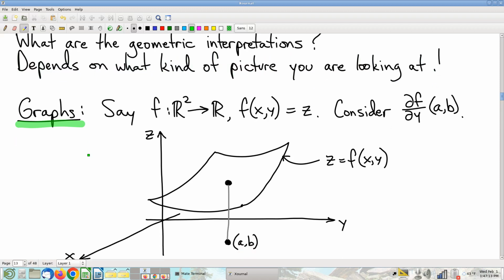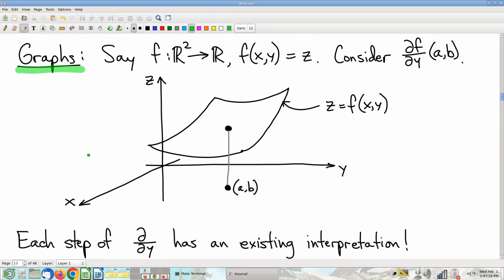So every picture that we're going to draw in this discussion is going to be a graph. Okay, so here's a function. Specifically, notice we're looking at the graph, right? Because we're setting the output value equal to z. We're going to look at the following point, a comma b, here in the domain, in the xy plane, and we want to talk about the partial derivative with respect to y of this function f at that point.